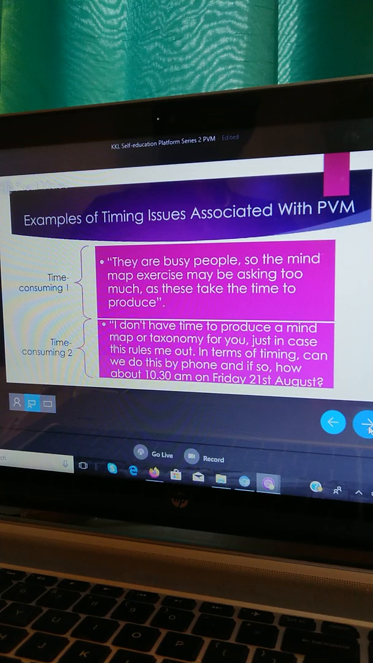And the second example is, "I don't have time to produce a mind map or a taxonomy for you, just in case this rules me out." So look at that. Pay attention to that: "Just in case this rules me out." Which means, is it a must for them to take part in the diagram activity or not?